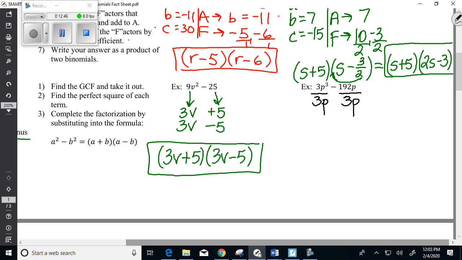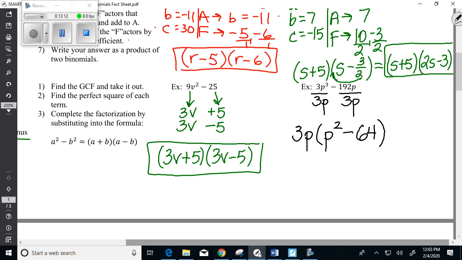So if you remove 3p, then you're left with p squared, 3 divided by 3, 1, 3 minus 1, 2. 192 divided by 3 leaves you with 64, and the p's drop out. So that's your first line.